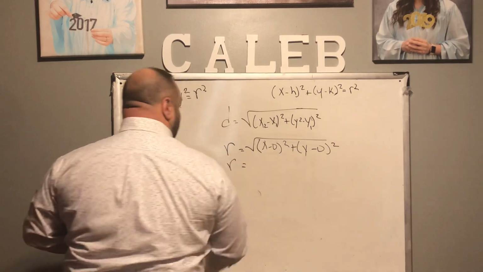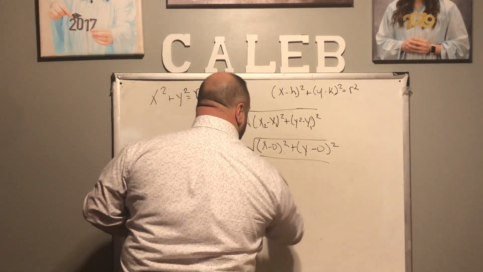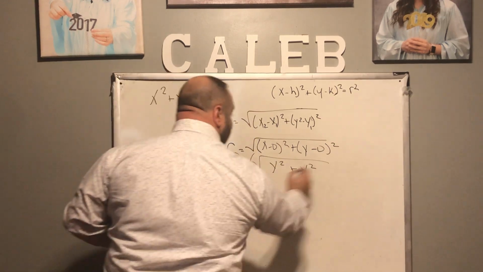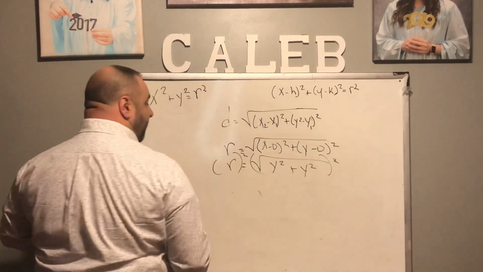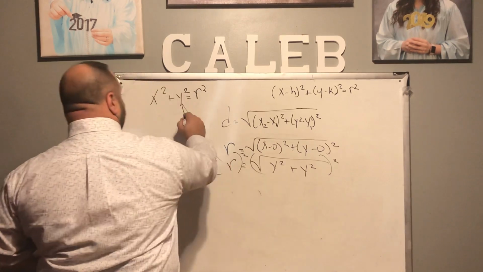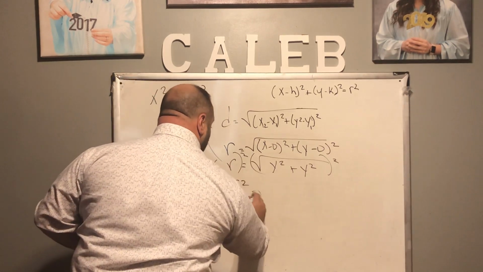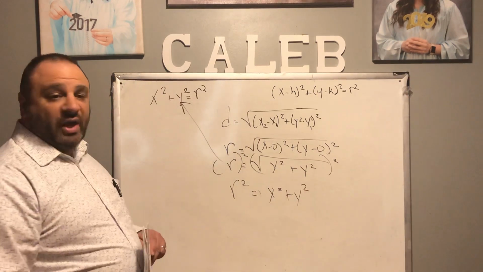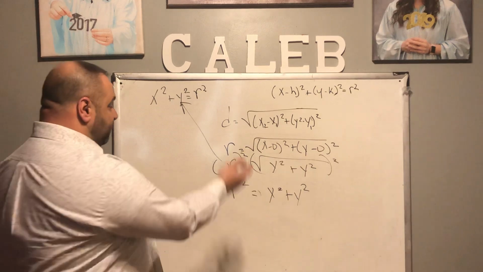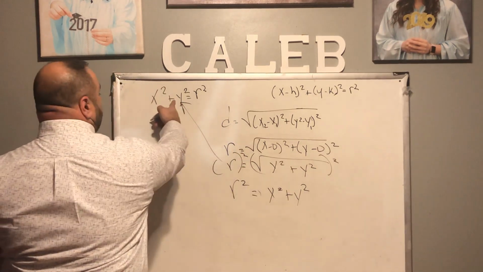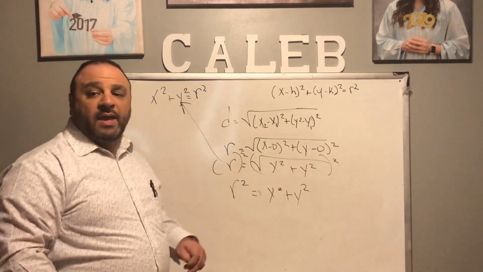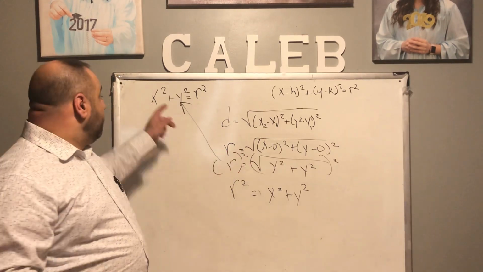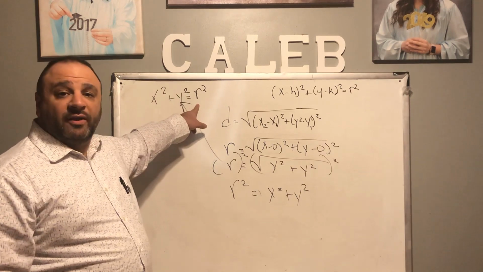So bring down my r. And so we have the square root of x squared plus y squared. Now we simply put the exponent on both ends. So here it is, look up here. This is it: r squared equals x squared plus y squared. Again, we could just simply rearrange that and go x squared plus y squared equals r squared. Since the center is 0, 0, all we need to figure out is what the radius is.